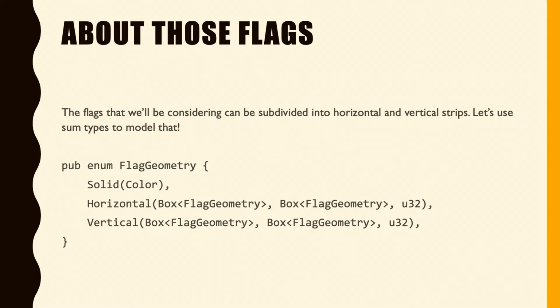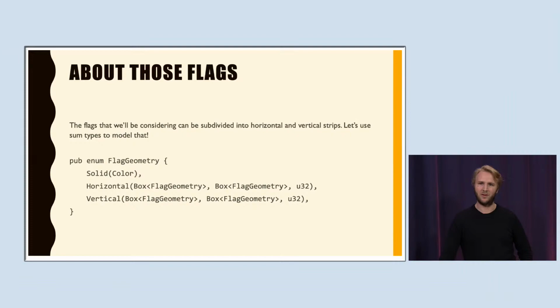So we can split flags up recursively into a tree structure of one-colored strips. Splits can be either horizontal or vertical. We arbitrarily subdivide each such strip at a point, a pivot point, the first parameter in this horizontal and vertical. And we pick, by convention, that we'll divide this into parts of 100. So generally, I think this snippet is probably straightforward.